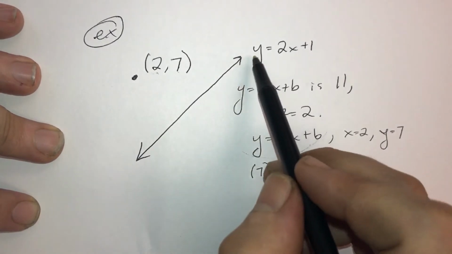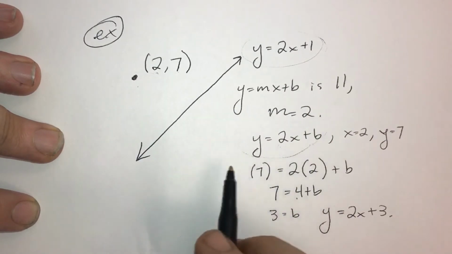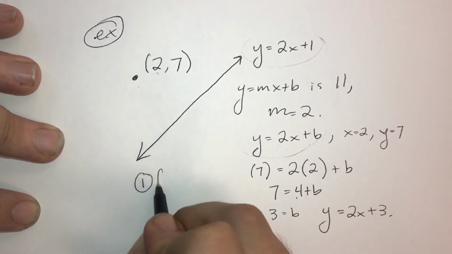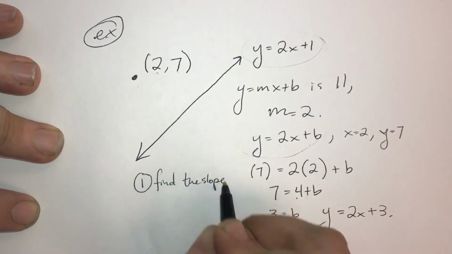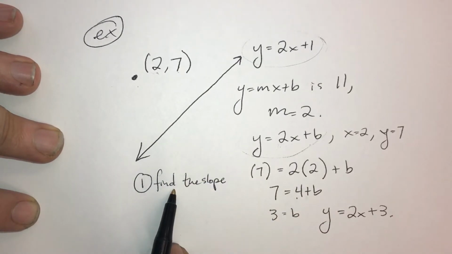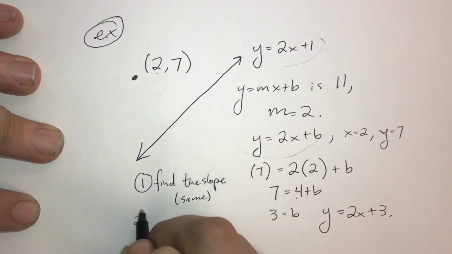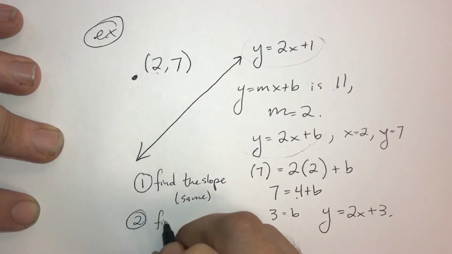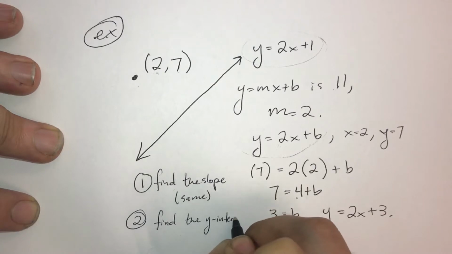So given an equation and a point, my process for finding the parallel line is, first, I want to find the slope. In this case, it's the same. And step 2, I want to find the intercept using the same method as before.